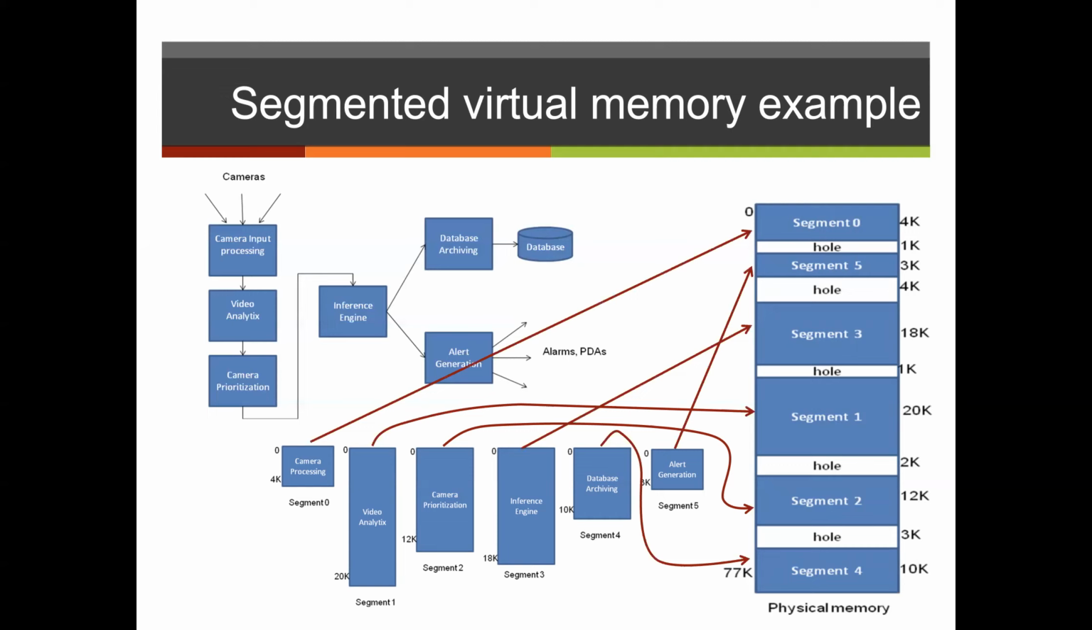And so we can have our correlation for our segment for the camera processing. It has a size of 4K. We can have our segment for the video analysis, which has a size of 20K. Our camera prioritization segment has a size of 12K. Our inference engine segment has a size of 18K. Our database archiving segment has a size of 10K. And then our alert generation segment also has a size of 3K here.